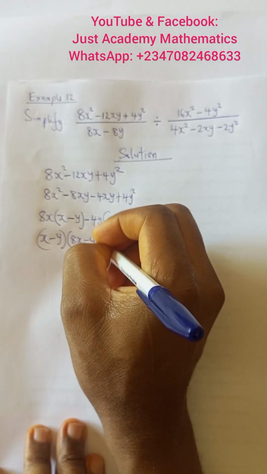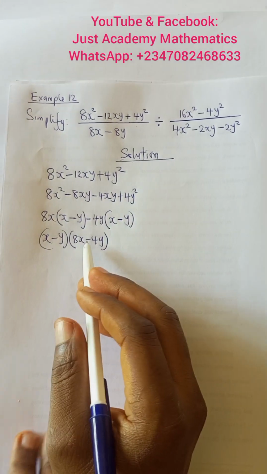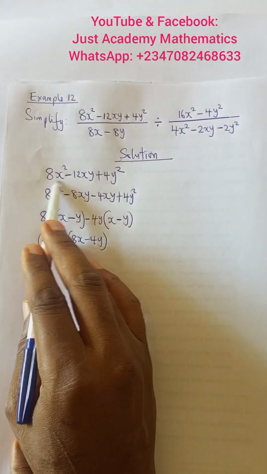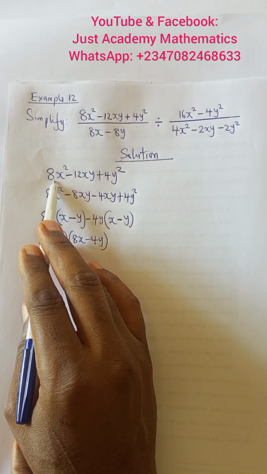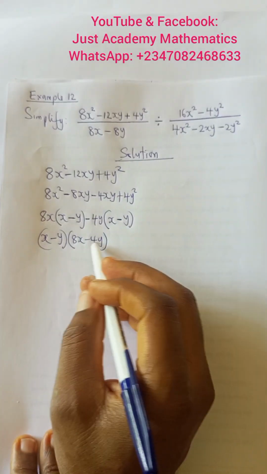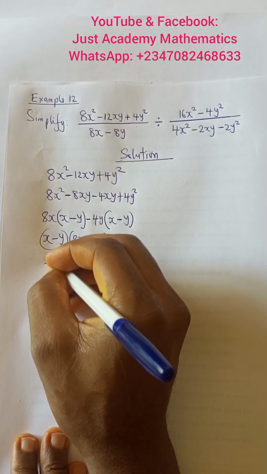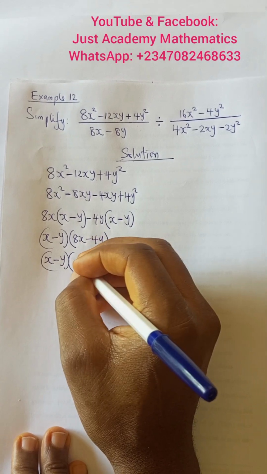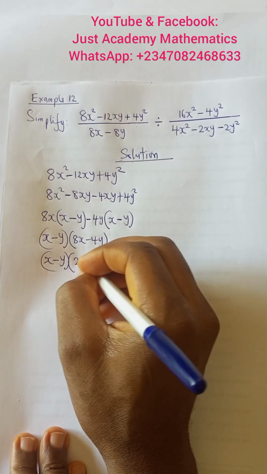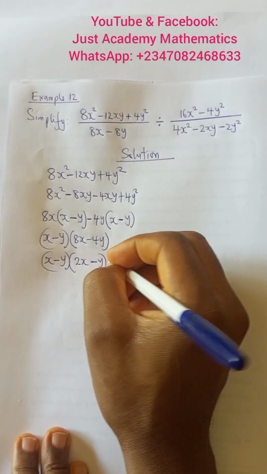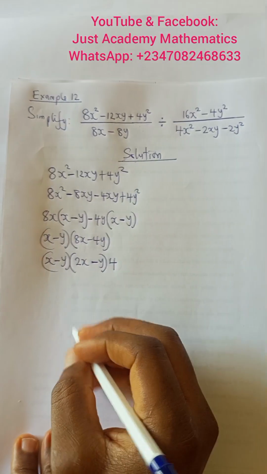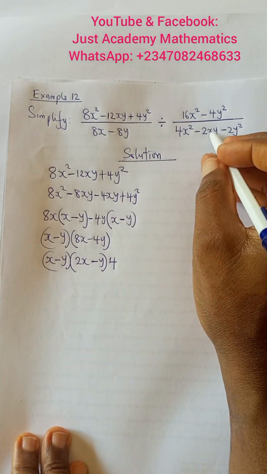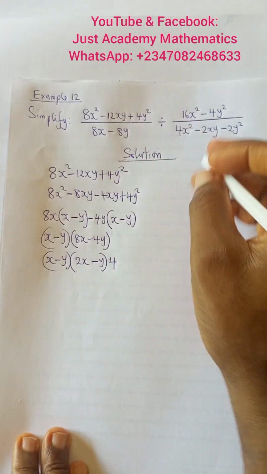8x minus 4y. But something is still common. I should have seen it here from the beginning. That's 3? Is it 3 or 4? 4 is common before, but let's bring it out here from this second bracket. So we have x minus y times, if 4 comes out here, you have 2x minus y times 4. So that is the factorization of this upper one, look at it.